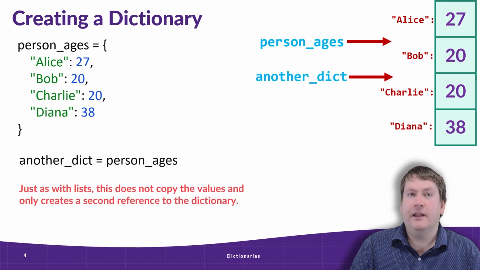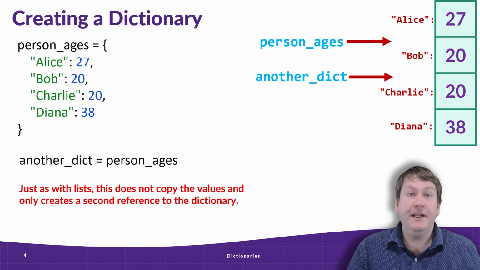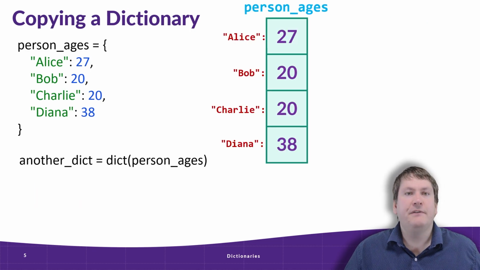If we had a line that looked like this, where we're assigning the value of person_ages to another variable, like another_dict, this means that instead of making a copy of the dictionary, it makes a copy of the reference, meaning that both of these variables now point to the same dictionary. Because dictionaries are mutable, meaning that we can add and remove key-value pairs, as well as change the value a certain key is pointing at, any changes to person_ages will also be reflected in another_dict. And any changes to another_dict would also be reflected in person_ages, because they're pointing at the same dictionary.